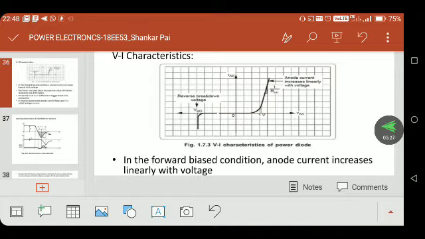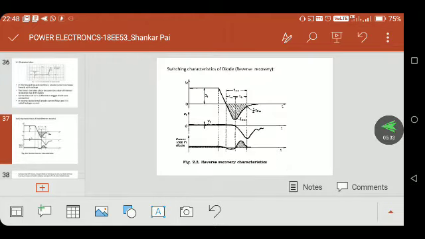But remember, a power diode is never used under reverse bias. Why? Because under reverse bias, whatever current flows through the device will cause permanent damage to the device.